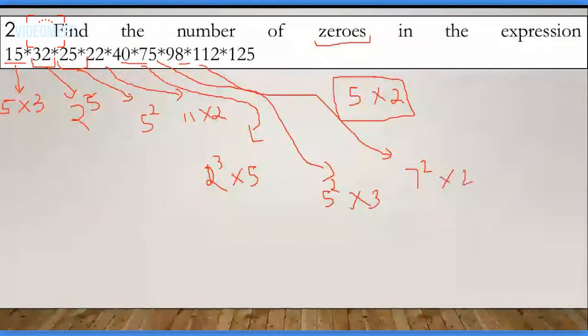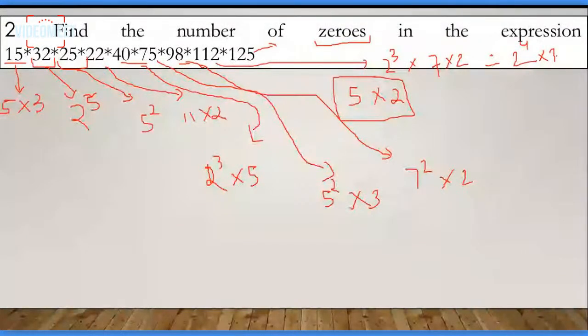Fine. And the next one is 98, okay. And the next one is 112. For calculating 112, 112 is 2 raised to the power 3 into 7 into 2. That means we can say 2 raised to the power 4 into 7. It gives 112.